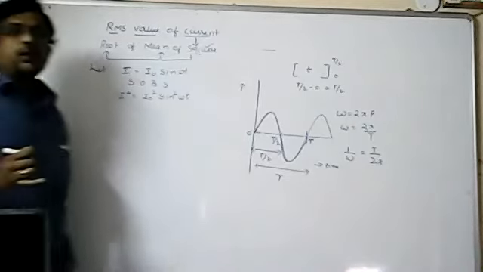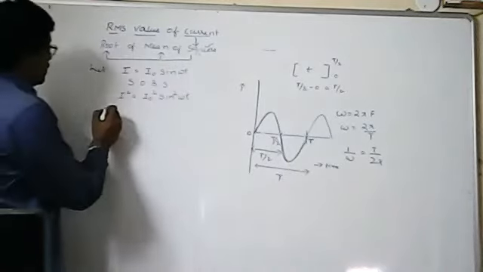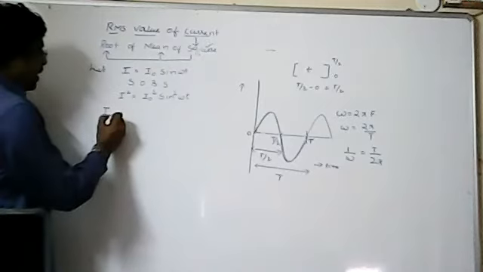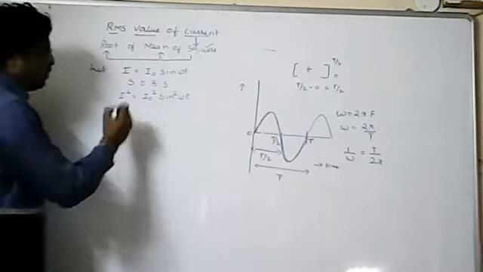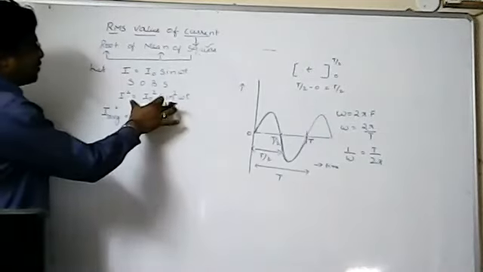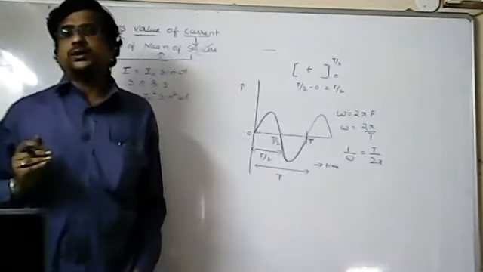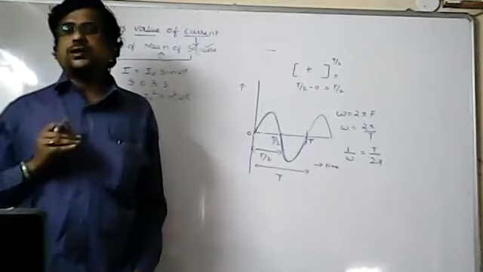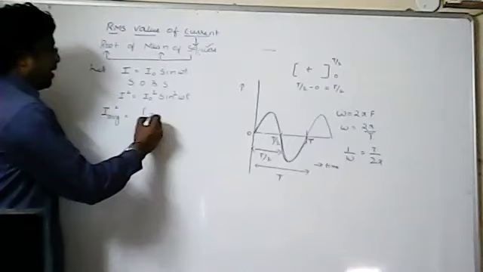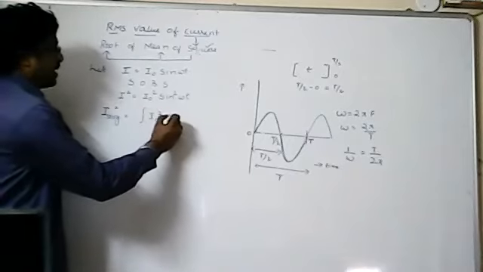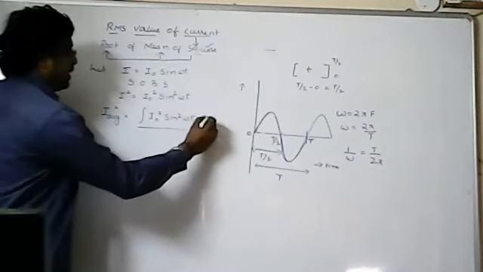So after doing the squaring, what do I have to do? I have to find the mean or average of that squared value. So I need to find I square average. Again, sum of observations by number of observations. Since again it is a continuous form, sum of observations is the integral of I naught square sine square omega t into dt.